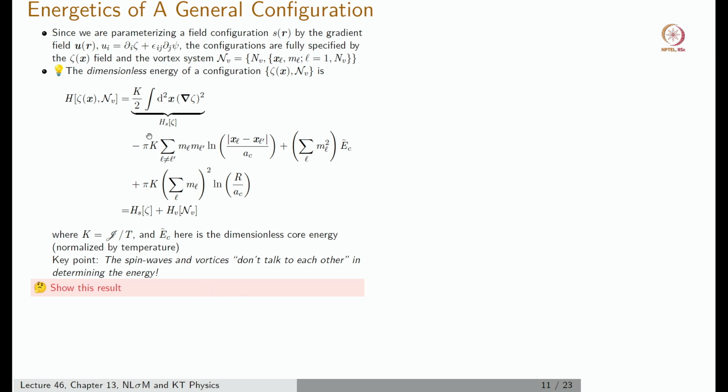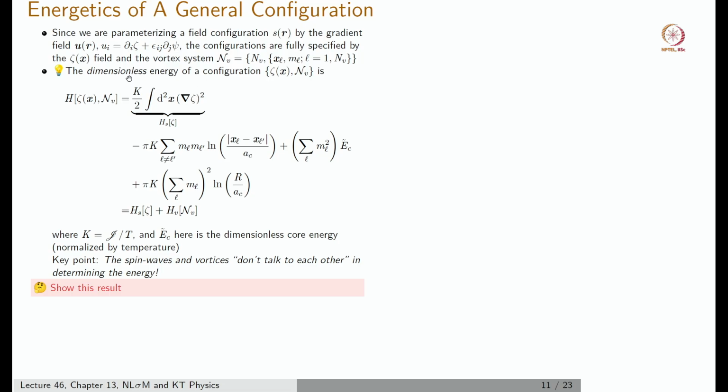So you will see that there is a sum of gradients zeta and gradient psi here. So when I square this, you may think that there will be cross terms between zeta and psi. The remarkable thing is that they will not talk to each other. Spin waves and vortices do not talk to each other.